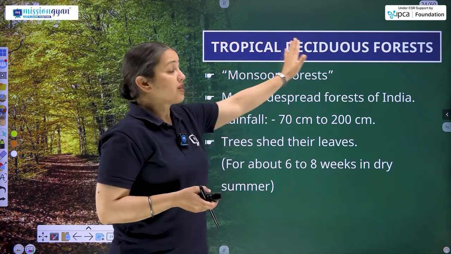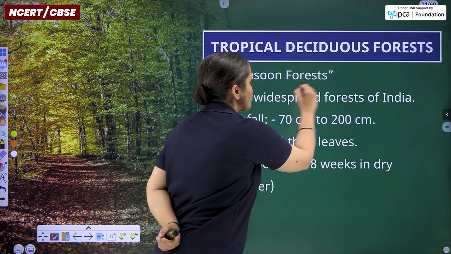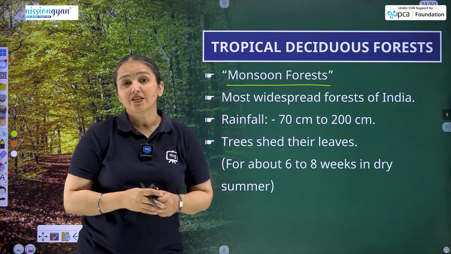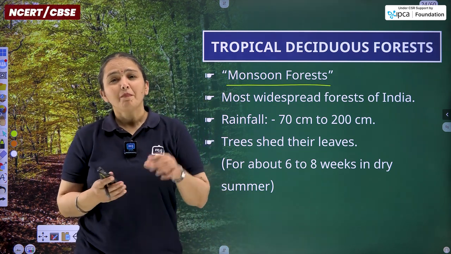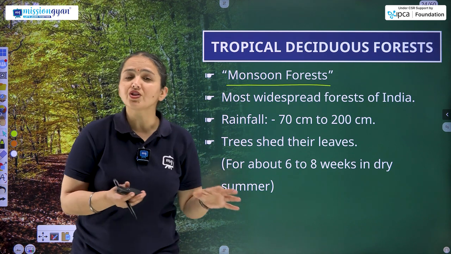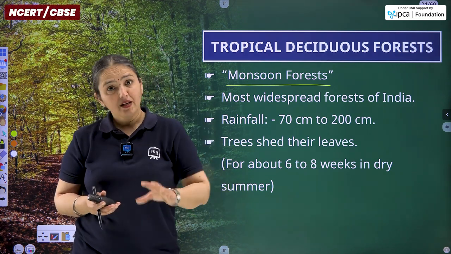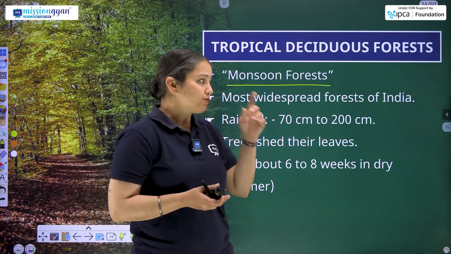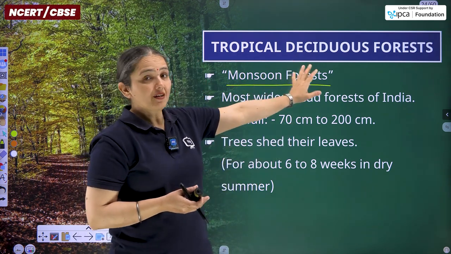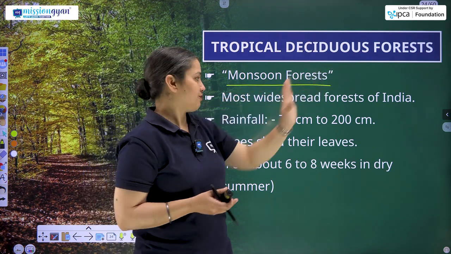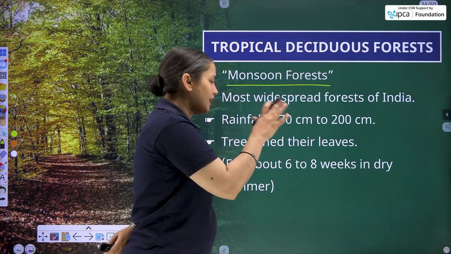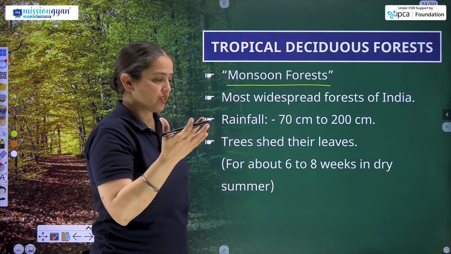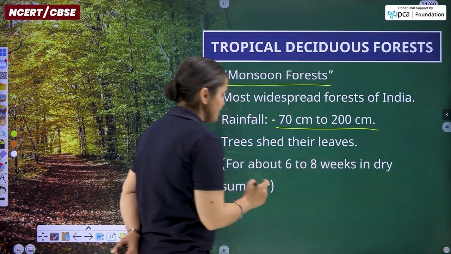These are also known as deciduous forests, also known as monsoon forests, and they are the most widespread forests of India, because the majority of the Indian mainland comprises the other four types of forests as well, and out of those four major forests found on the Indian mainland, one is the deciduous forest. And what is the rainfall that occurs over here? I'm talking about the quantity. So 70 centimeters to 200 centimeters.